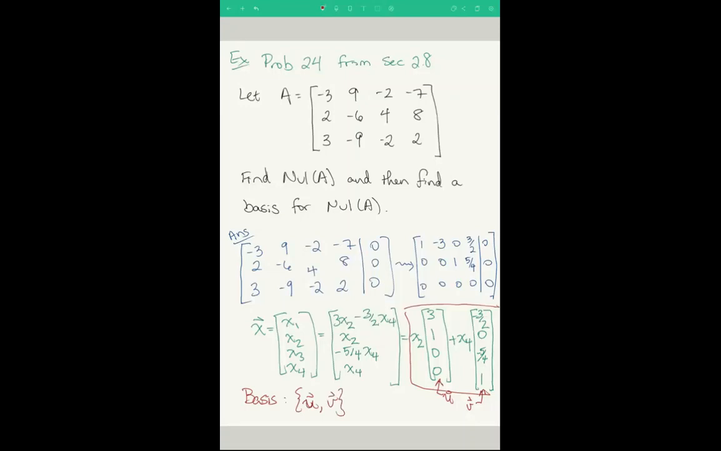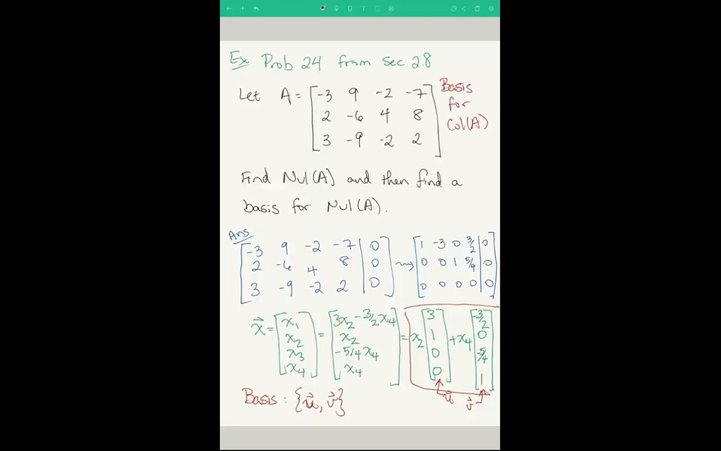What if we wanted to find a basis for the column space? We just saw how to find the basis for the null space. What if we wanted to find a basis for the column space? Let's imagine that we're looking at our same A, and we want the basis for the column space of A instead. Well, we'd want a set that spans and a set that's linearly independent.